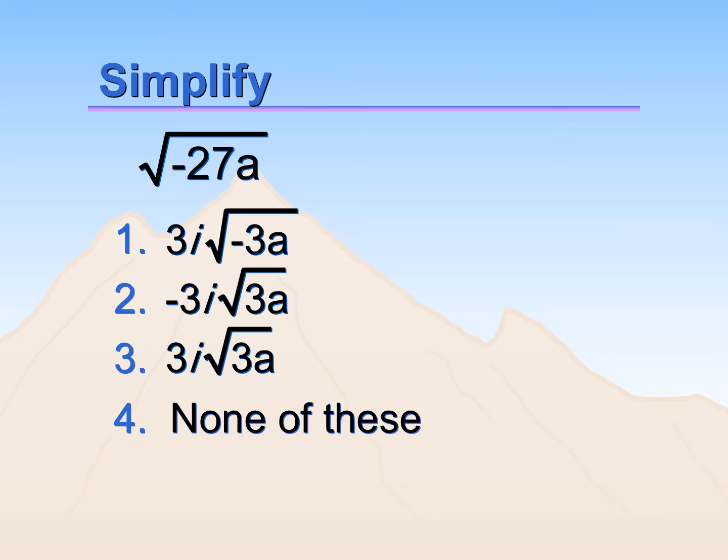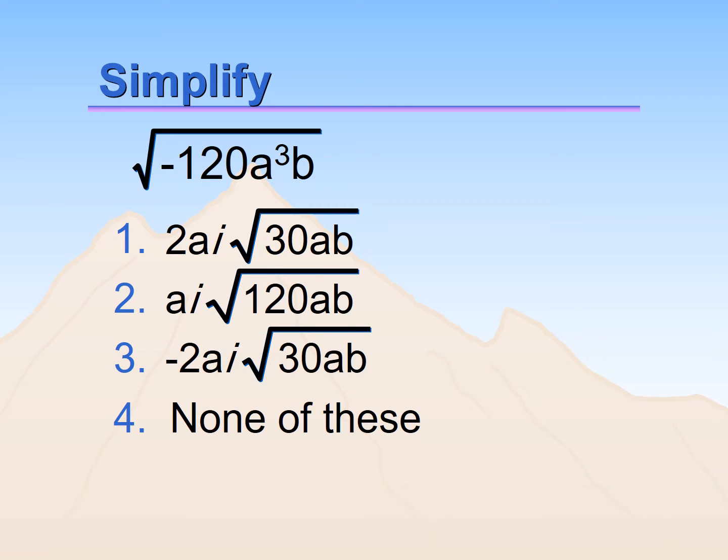All right, your turn. Try the square root of -27a. Okay, you should have gotten number 3, which was 3i square root of 3a. And the reason why is because -27 will break down into -1 times 3 times 3 squared. So the -1 became the i, the 3 squared became the 3 here, and then the 3 stayed inside and the a stays inside.